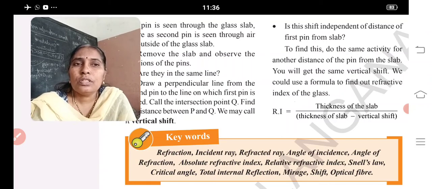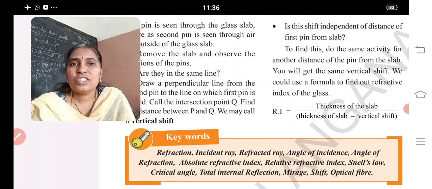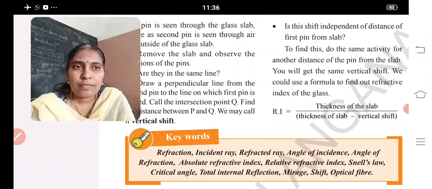What you will observe is that parallel rays are formed, and the distance between the two parallel rays gives the lateral shift, and the perpendicular distance between P and Q gives the vertical shift. And what is the formula of the refractive index? Thickness of the glass slab divided by thickness of the glass slab minus vertical shift.